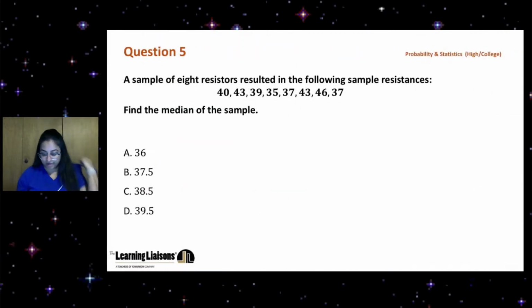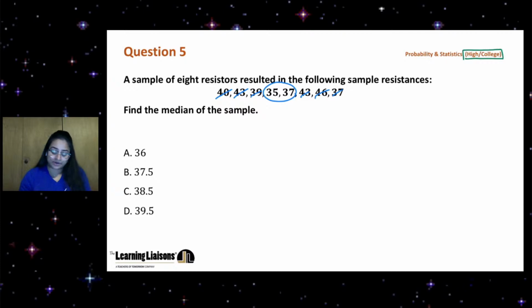Question number 5, probability and statistics. So, hope nobody's angry with me, but it's a statistics problem. It's a high school / college type of problem. Definitely don't really see these in middle school. So they're asking us for the median. Whew, that's an easy one. So I'm just going to go ahead and start crossing off my numbers because that's how you find the median, right? It's the guy that's in the middle.